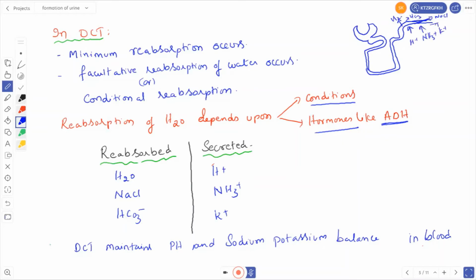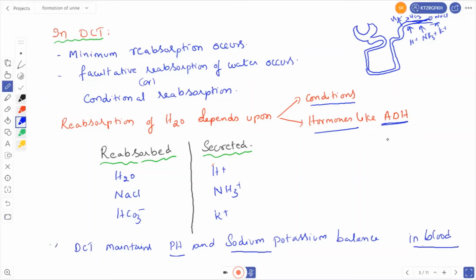If you remember, there is not much difference between DCT and PCT. In the proximal convoluted tubule and distal convoluted tubule, the substances secreted, or tubular secretion, are the same. Reabsorption is also the same. But in the PCT, essential substances like glucose and amino acids are reabsorbed. By the time the renal fluid reaches the DCT, the glucose and amino acids are absent. So it reabsorbs only water, bicarbonate, and sodium chloride. And DCT also maintains pH and sodium potassium balance in the blood.